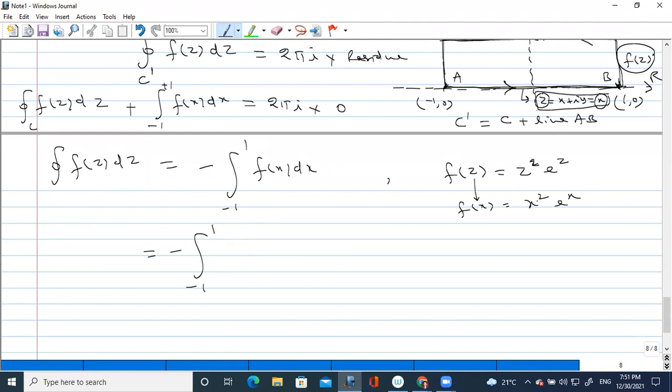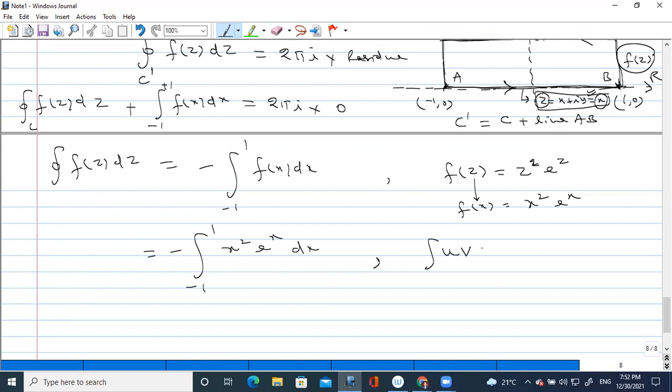Why am I putting z equal to x? Because it is a real line, and at the real line, z will be equal to x. That I have shown here. x square e to the power x dx. Now this you have to integrate. So this is a two-function integration. You know two-function integration.